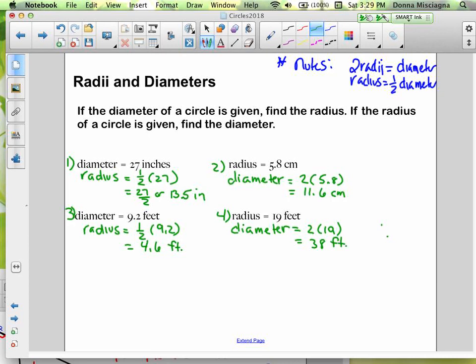Right, and that's all there is to finding radii and diameters. Right, I hope you did real well on those. Right, but if you made a mistake, so long as you understand, maybe you just made a little math error, right? As long as you understand how to do it now, it's okay.